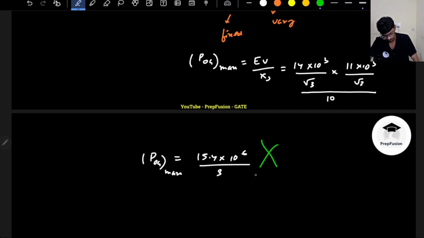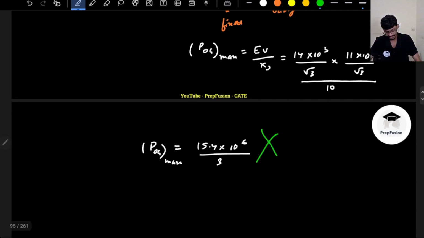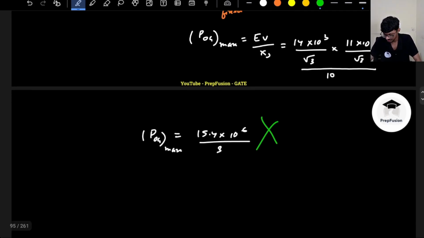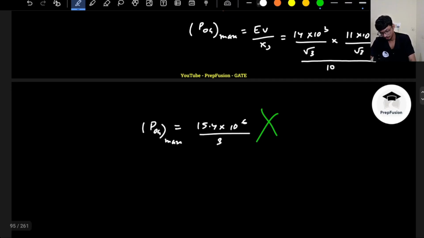and you will be wrong. Why will this not be your answer? Why this divided by 3? In one of the options, basically 15.4 divided by 3, that is 5.133 megawatt, will be there, right? And this will be wrong actually.